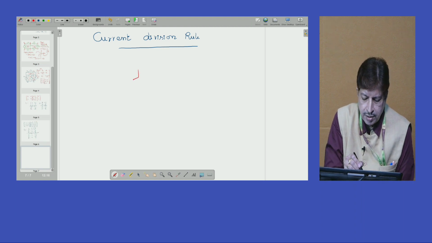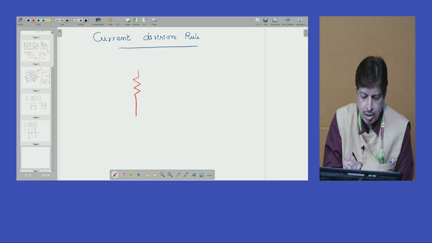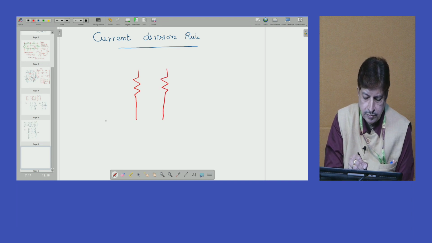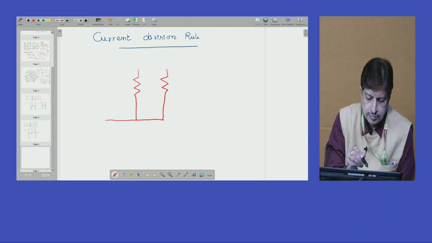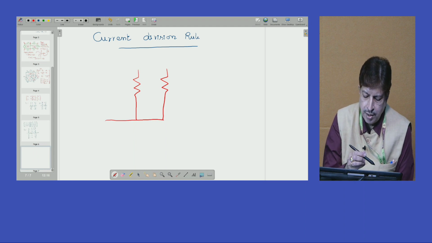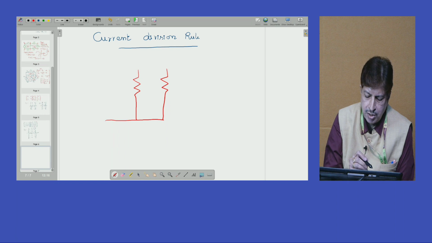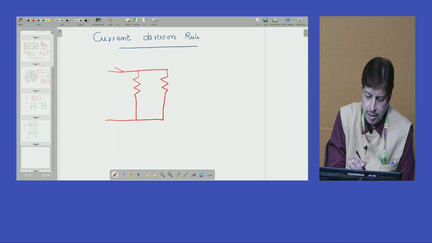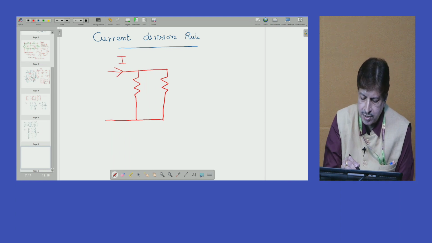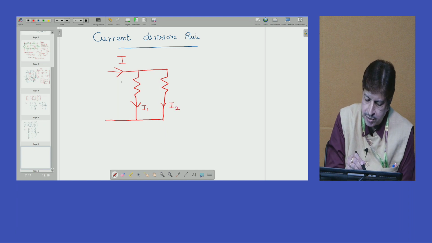Imagine there are two resistors in parallel. A current of I amperes is coming like this. A current of I1 is going like this. A current of I2 is going like this.